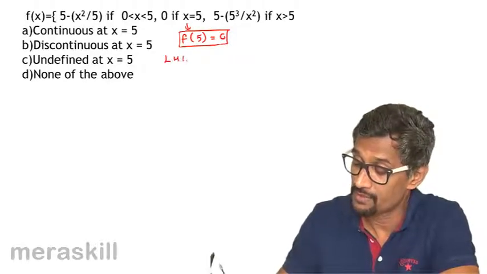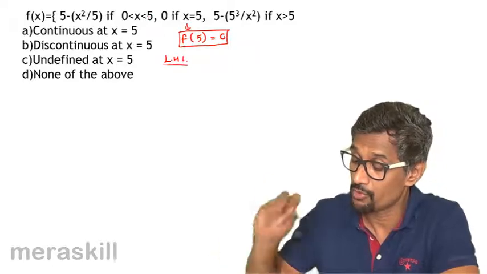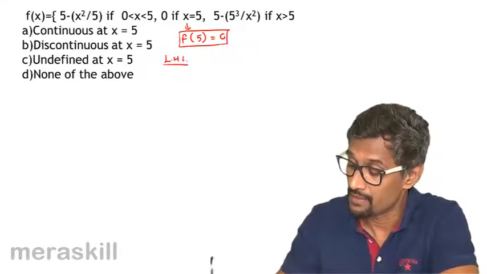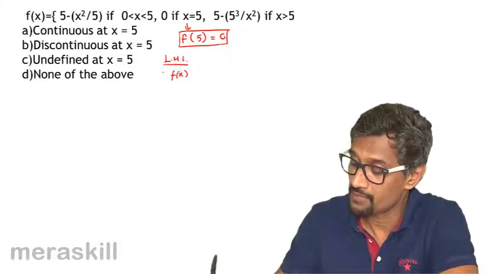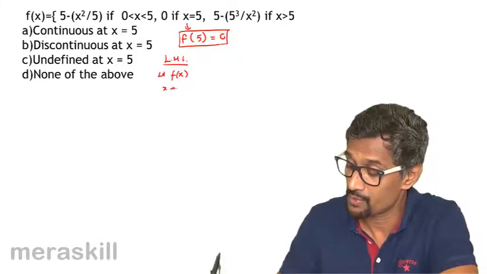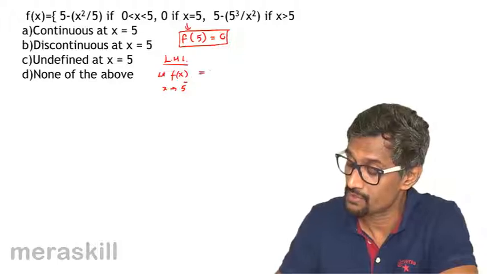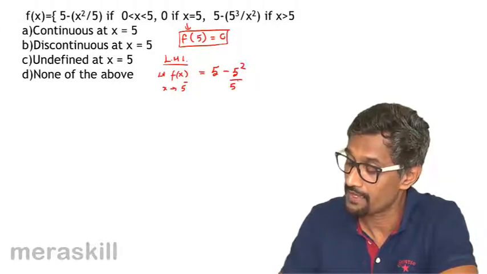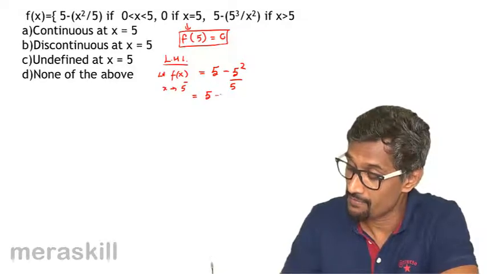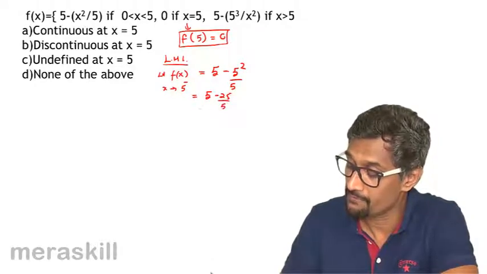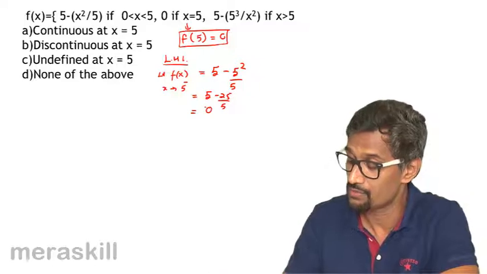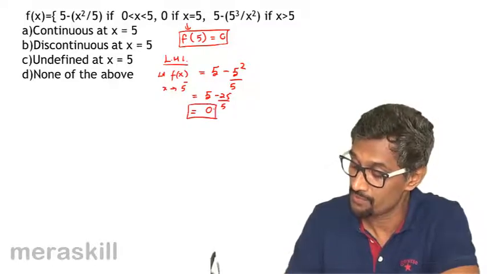Left hand limit is going to be obtained by considering this. It's going to be limit of f of x as x approaches 5 from the negative side, which is 5 minus 5 squared by 5, which is 5 minus 25 by 5, 5 minus 5, 0. So left hand limit is also 0.